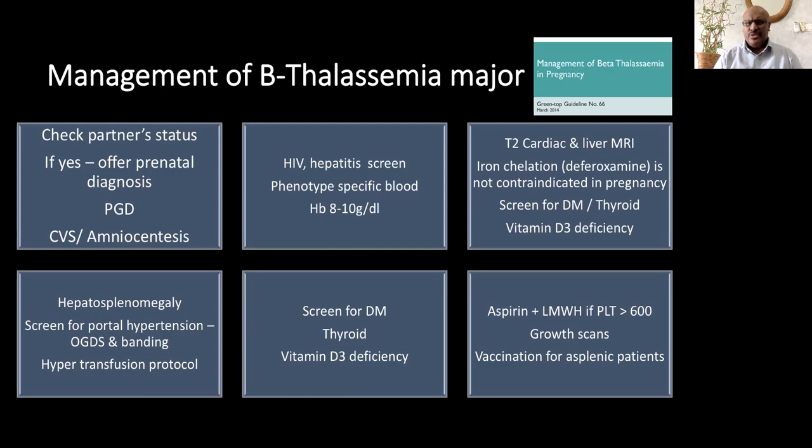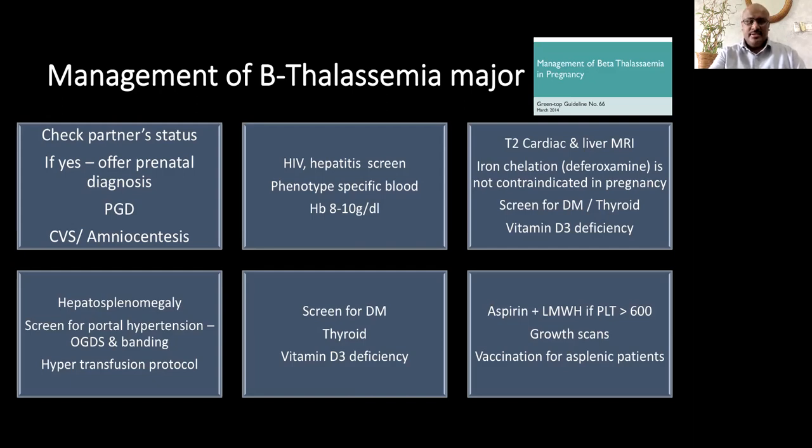Apart from screening for iron overload, you can also screen for diabetes, screen for thyroid diseases, and vitamin D3 deficiencies. If the mother has significant hepatosplenomegaly, take a look at the platelets, ensure the mother does not have portal hypertension. If an ultrasound shows evidence of portal hypertension, she will benefit from an OGDS. Now, an OGDS is not contraindicated in pregnancy. It's far more beneficial as compared to the risk. You should look for esophageal varices, and these should be banded in pregnancy.